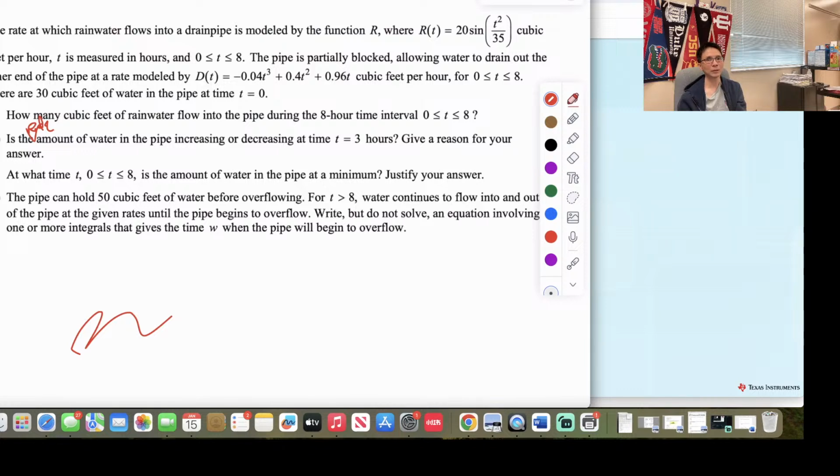Wait, the rate of the amount of water in the pipe increasing. That'll be the number. Yeah, but you have to consider in and out too. Okay, so yeah, that's it.